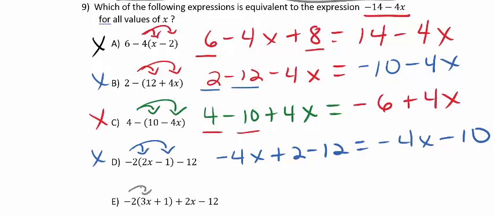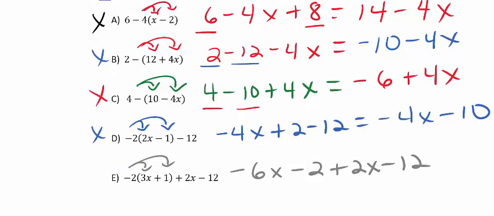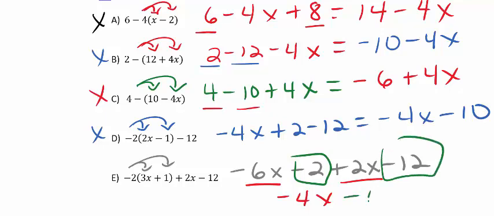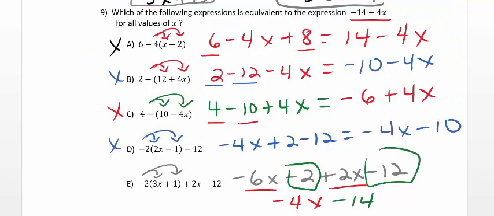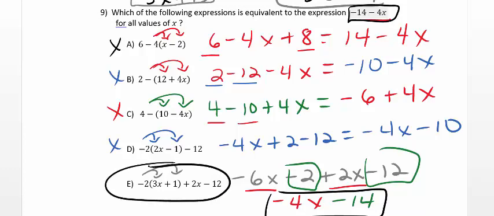We're going to distribute this negative 2, and we'll get negative 6x minus 2 plus 2x minus 12. When we combine like terms, we're going to have a negative 6x plus a 2x. That's going to be a negative 4x. And then when we combine the plain numbers, that's going to be a negative 2 and a negative 12. That's going to be a minus 14. Now when we compare, we wanted a negative 14 minus 4x, and this is a negative 4x minus 14. Those are equivalent to one another, so our answer is E.